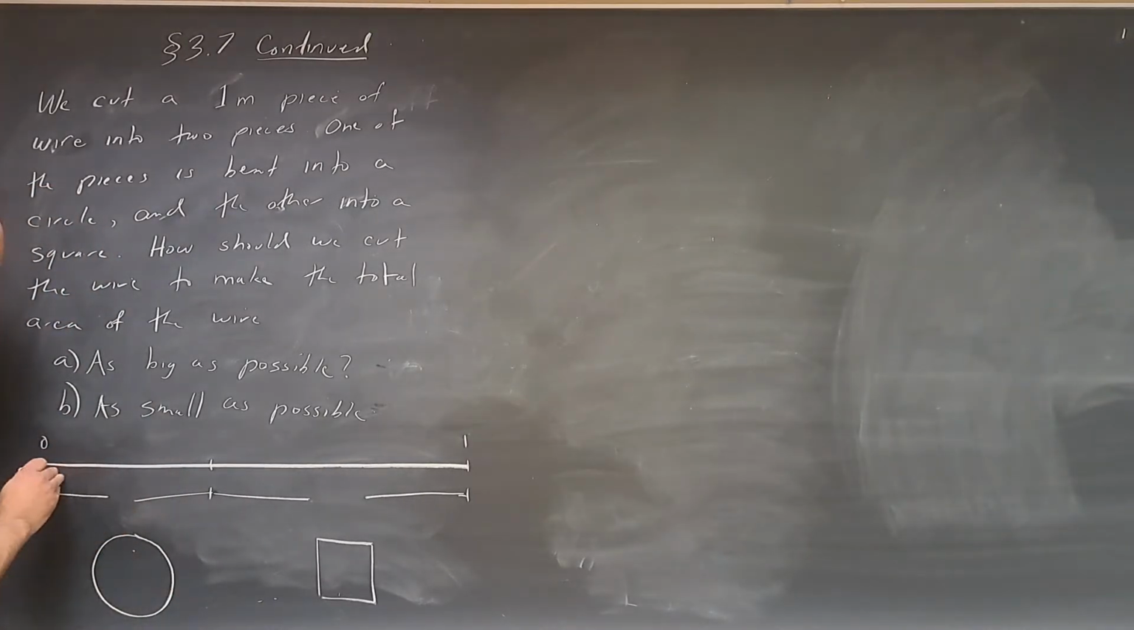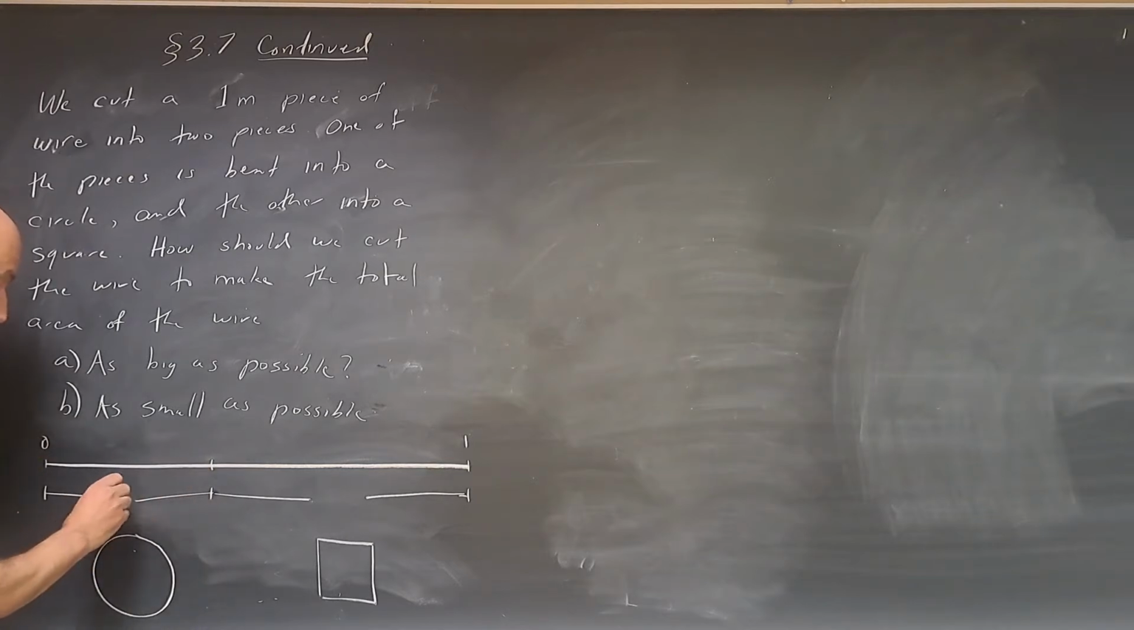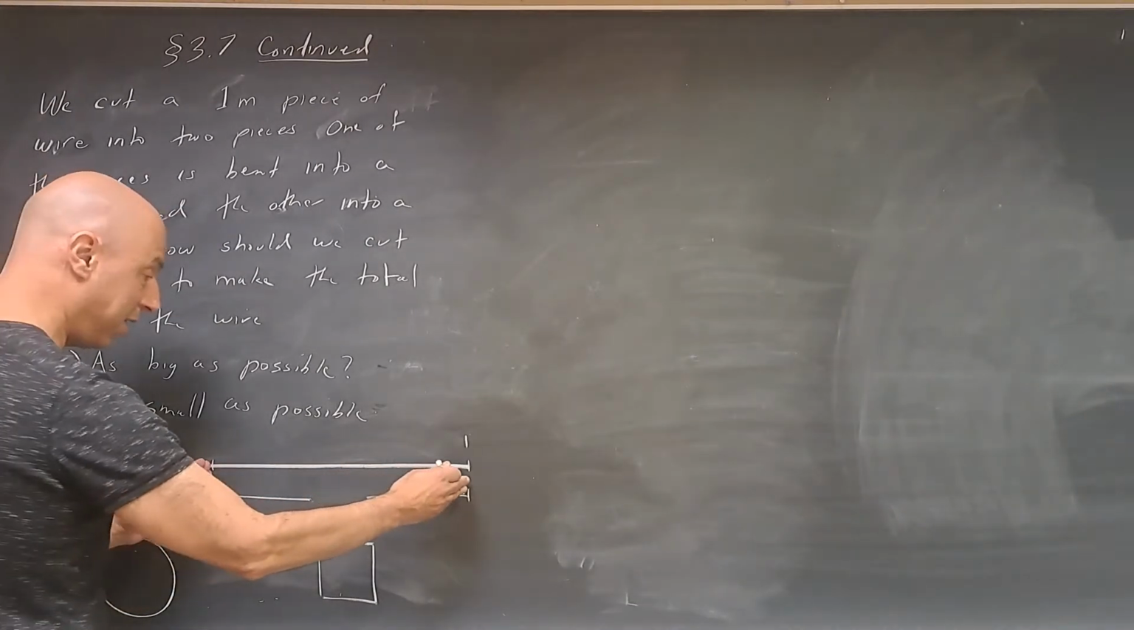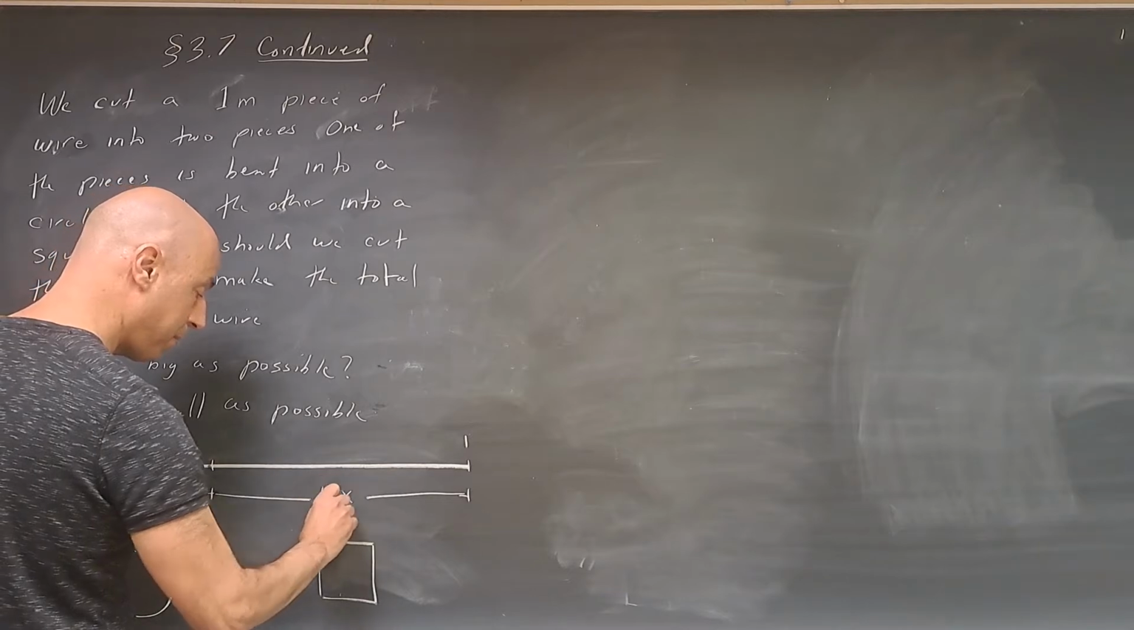And so let's call the length of this from 0 up to here, the length of the part we make into the circle, let's call this length x. And if we start off with a whole 1 meter piece of wire, that means the length of the part that gets made into a square is 1 minus x.